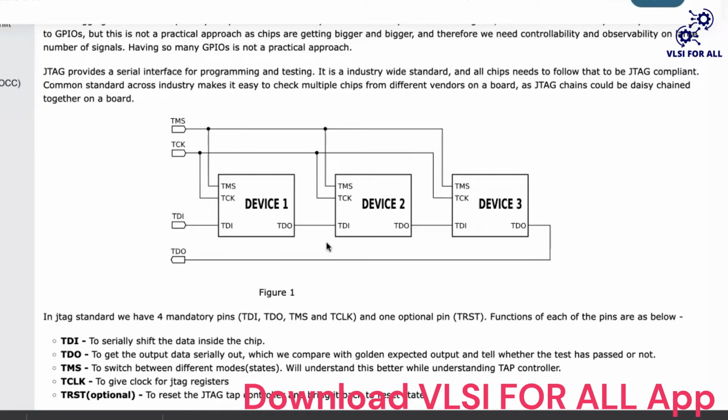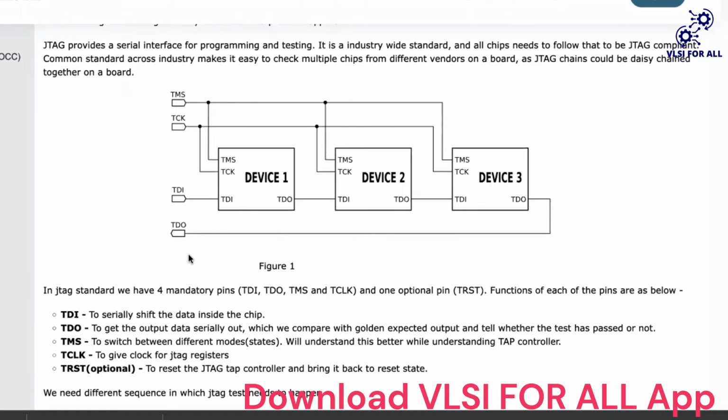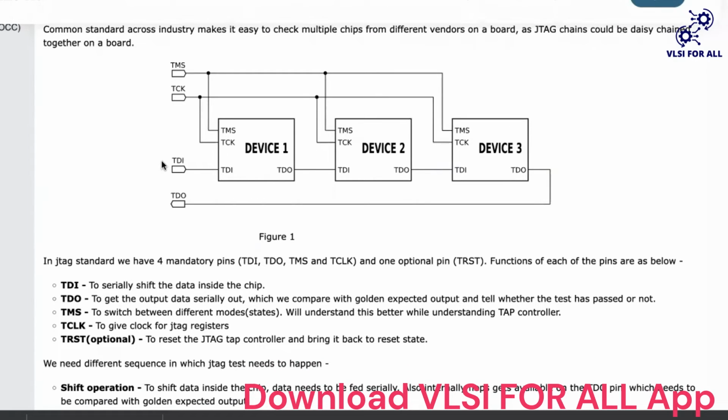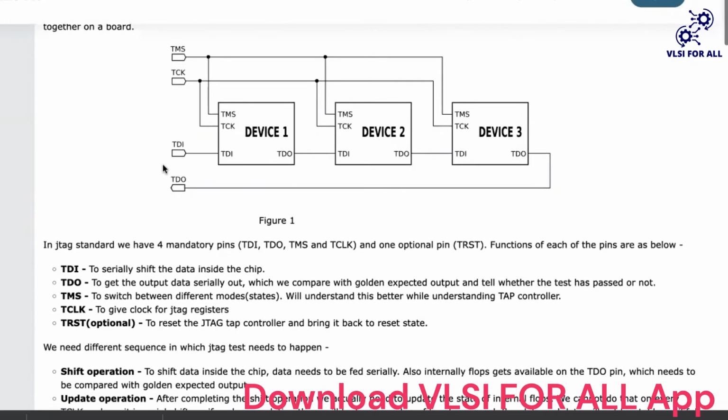Basically, you can check n number of devices in your motherboard at very minimal cost. There will be only 2 extra pins on your chip, TDI and TDO, and 2 more we will talk about. But basically 4 or 5 pins and you can check out your complete design. That's the beauty of JTAG architecture. It's very simple and it's very efficient.